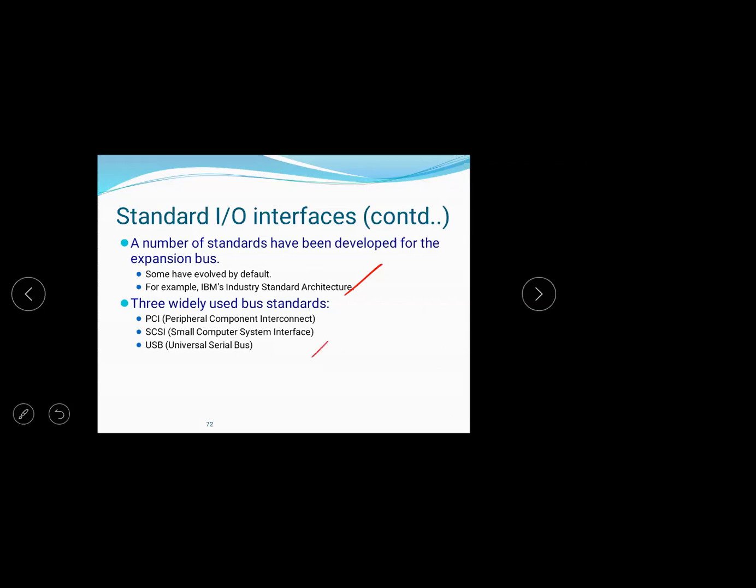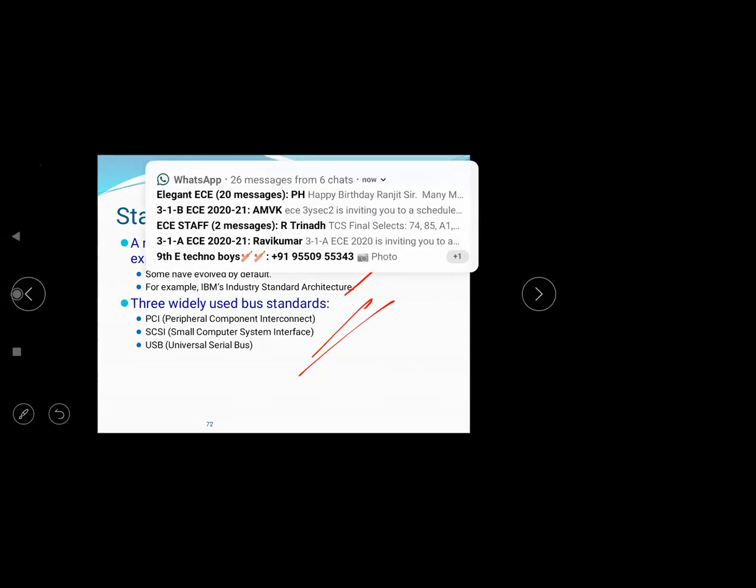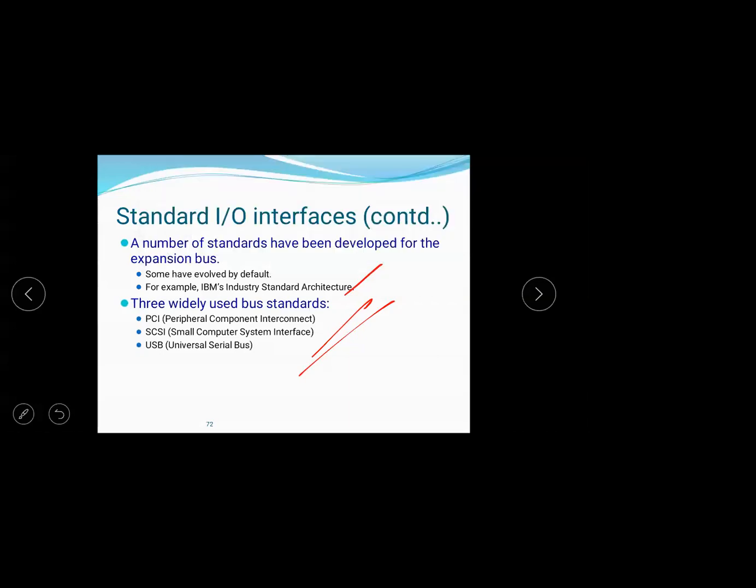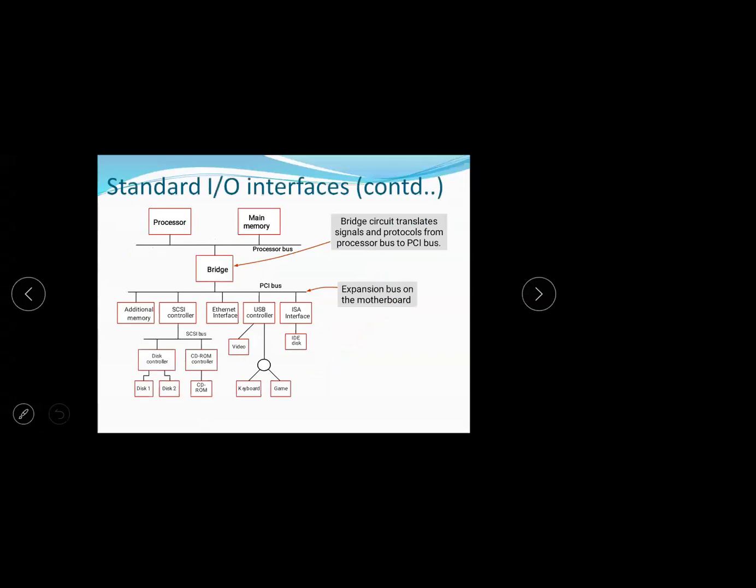Three widely used bus standards are the PCI bus, peripheral component interconnect bus, and the SCSI bus, small computer system interface bus. And the last one is the USB, the universal serial bus, which we all know well. To connect to the processor, we use the USB, PCI and SCSI buses. This is how we use the different types of expansion bus and processor bus.